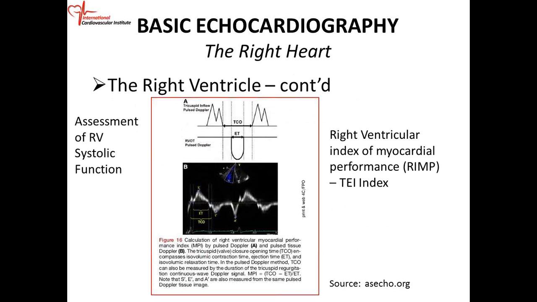RIMP. You have to know the definition of RIMP. We have RIMP and we have LIMP, but we're not going to do LIMP now. I think we'll do LIMP tomorrow, as a matter of fact, when we finish up coronary artery disease. RIMP stands for right ventricular index of myocardial performance. The other name for that is the Tei index. Okay?